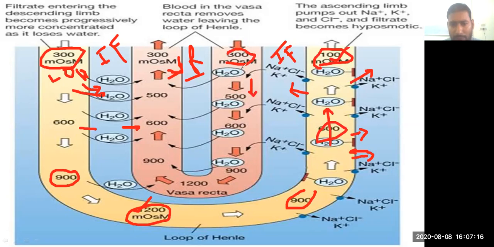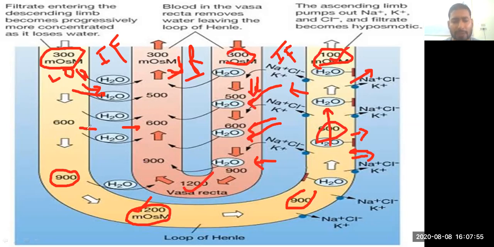But in case of the Vasa recta, from top to bottom it is increasing. Why? Because sodium chloride molecules come from the interstitial fluid into the ascending limb of the Vasa recta. When the sodium chloride molecules come inside the Vasa recta, the concentration will rise. And this is the descending, so the descending limbs of the Vasa recta.